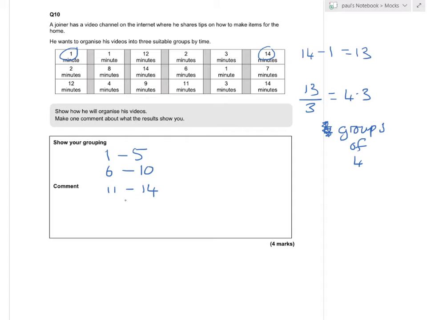Make a comment. How many in the bottom group? 1, 2, 3, 4, 5, 6, 7, 8. So the total there is 8 in that group. 6 to 10 is going to be 1, 2, 3, 4. 4 in that group. 11 to 14 is going to be 1, 2, 3, 4, 5, 6.